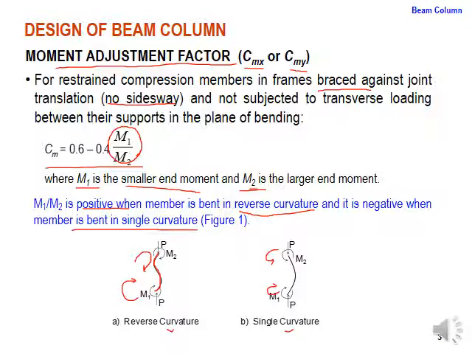So you have to be very careful while calculating this equation for Cm; the rest of the values remain the same. For this equation, you have to keep the conditions in mind: the restrained compression members in frames are braced against joint translation, meaning no sway condition, no side sway, and not subjected to transverse loading between their supports in the plane of bending. What does that mean? At top and bottom you have proper supports, it may be hinged, it may be fixed, but in between also no lateral loads are applied, extra loads are not applied in the transverse direction. So transverse loading is not applied between the supports.